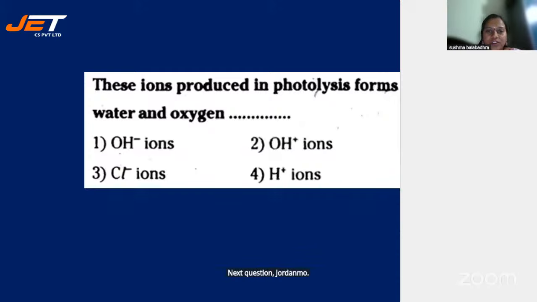Let's see the next question. These ions produced in photolysis form water and oxygen. Option 1, OH minus ions; option 2, OH plus ions; option 3, Cl minus ions; option 4, H plus ions. So by this question, we can end the class. What is the correct answer?